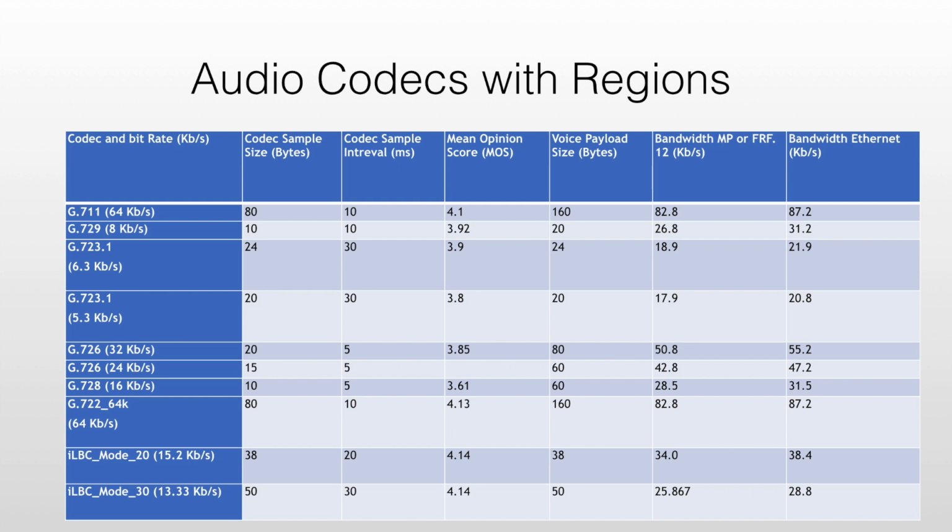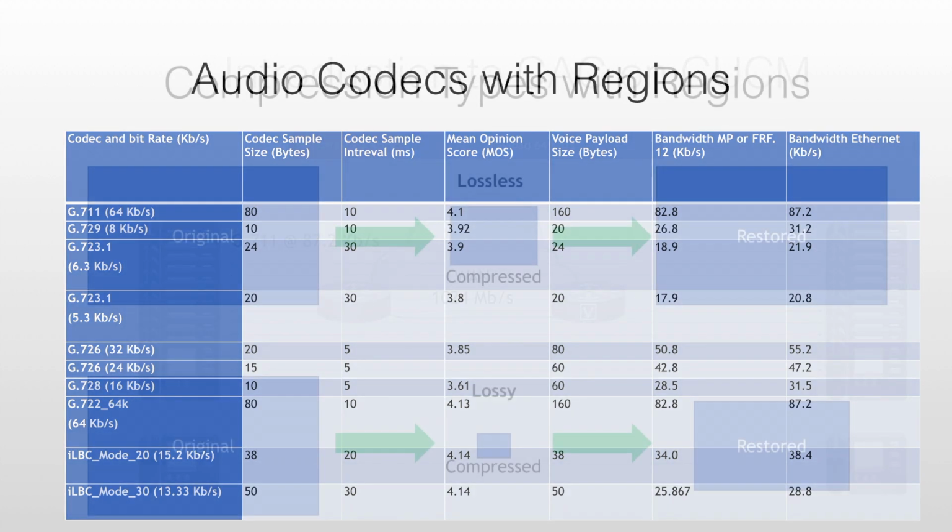It's not as clear as G.711. And then you have this range of other codecs that could be compressed or uncompressed, and they're going to have varying levels of quality accordingly. So this is where codecs come into play.